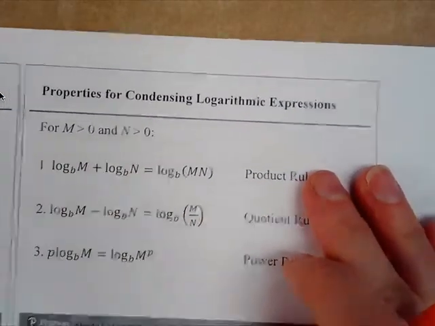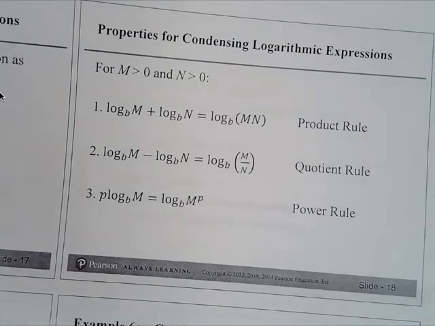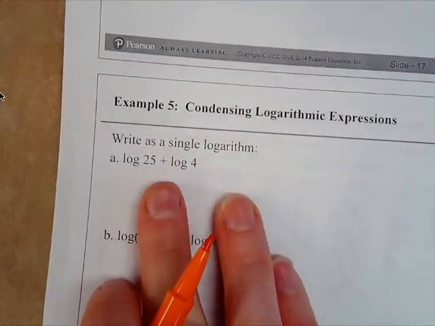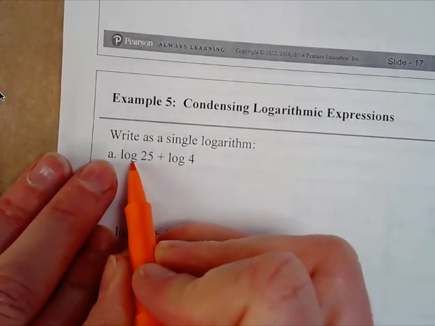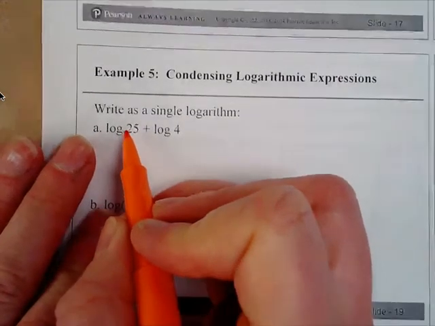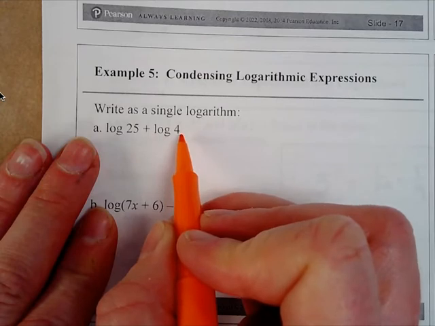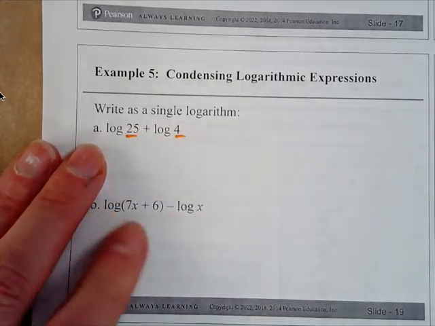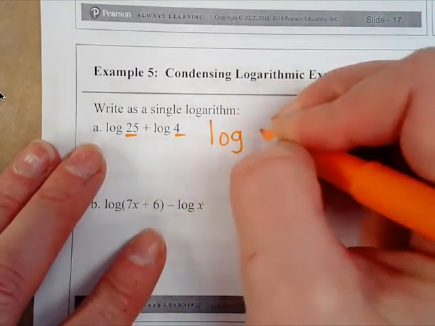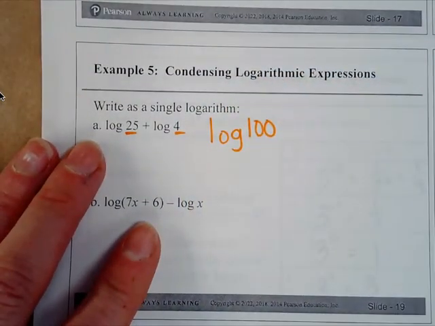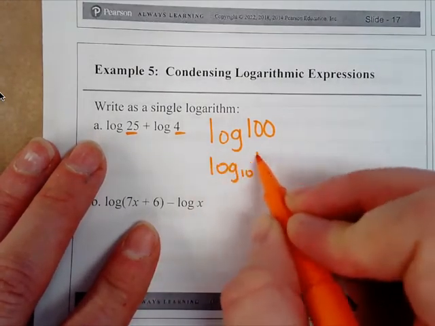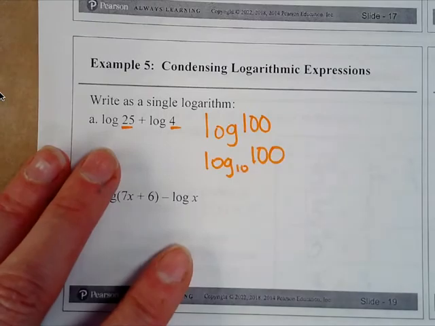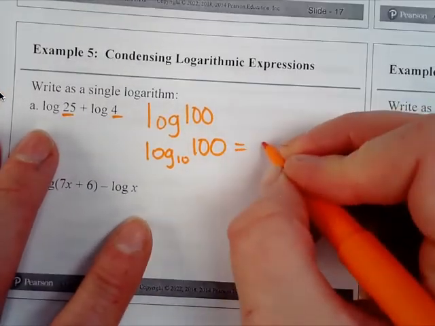All right, to condense, we're going to do the opposite. Instead of having a plus or minus or the number out front, we're going to take it the other way. So let's go here. Log base 10, because there's no base there, of 25 plus log 4. Whenever we have the same base, we can multiply those numbers. So it'll be log of 100. So it's log base 10 of 100, which 10 raised to what power gives us 100? 2. So our answer is just 2.